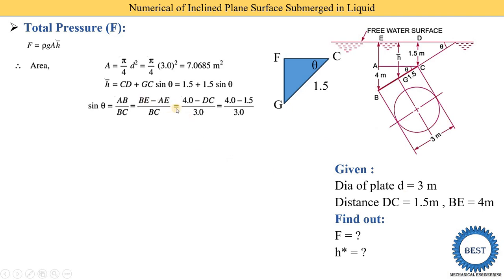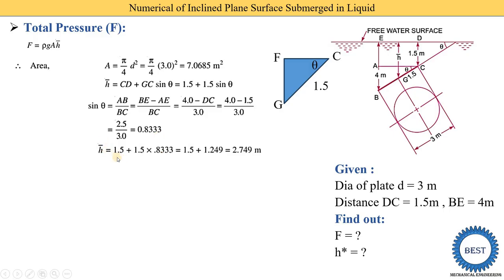So 4 meter is the highest depth from the free surface of the water, minus DC. So AE and DC are the same. From this diagram we can see that AE is equal to DC. DC is given, that is 1.5 less depth. So instead of AE we can write DC, and DC is equal to 1.5. So it is 4 minus 1.5 divided by 3. So sine theta is equal to 2.5 divided by 3, and sine theta is equal to 0.833.